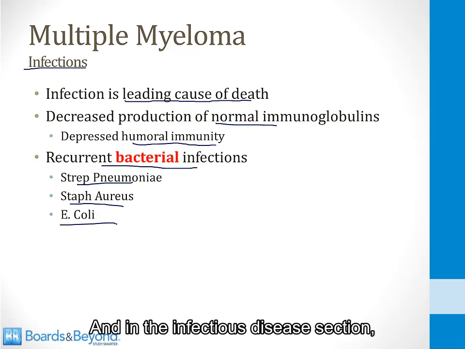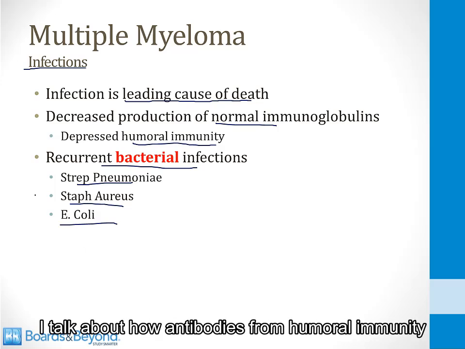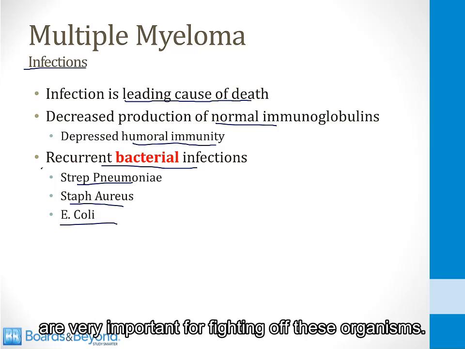This includes bacteria like Strep pneumo, Staph aureus, and E. coli. And in the infectious disease section, I talk about how antibodies from humoral immunity are very important for fighting off these organisms.